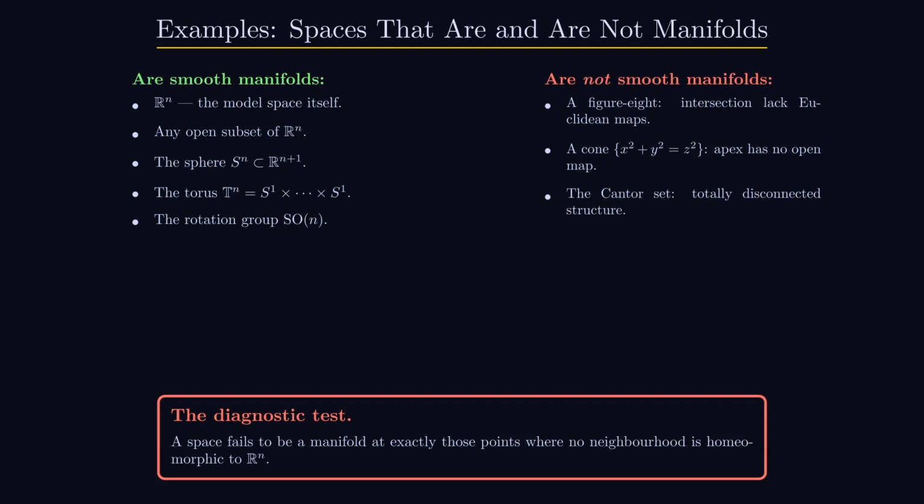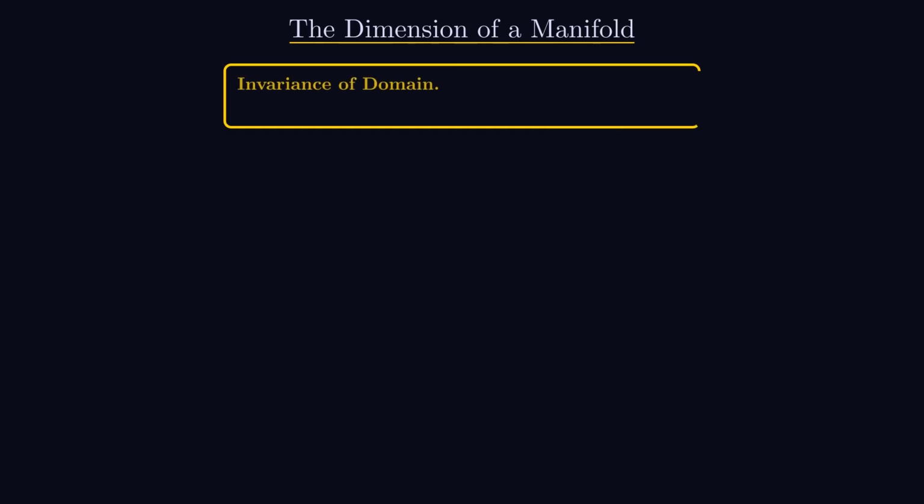How do we know dimension is even a well-defined concept for manifolds? The answer is the invariance of domain theorem. If an open subset of R to the m is homeomorphic to an open subset of R to the n, then m equals n. Dimension is a topological invariant. This guarantees that dimension is well defined for locally Euclidean spaces.